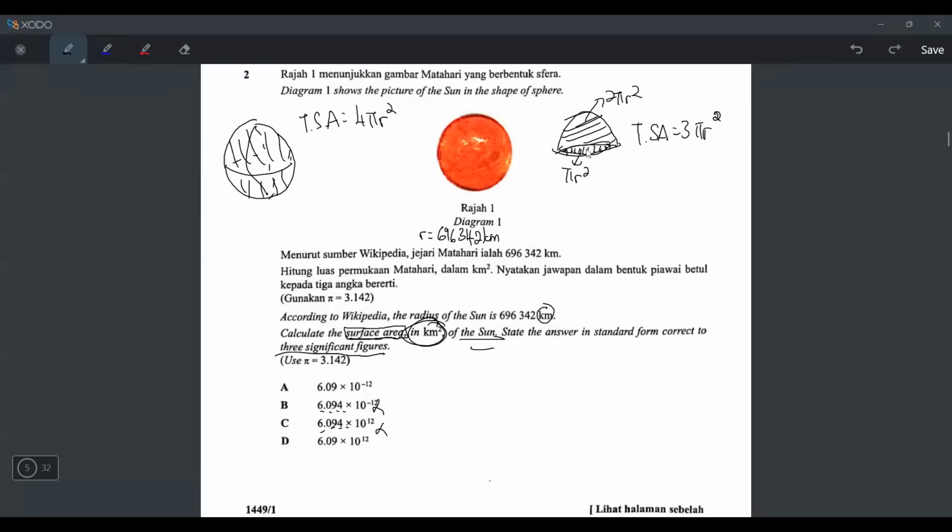Okay, but of course, if we don't want to count this part, then it's just 2 pi r square. But I'll just erase this because you don't need this for this question. So let's go to do the question.